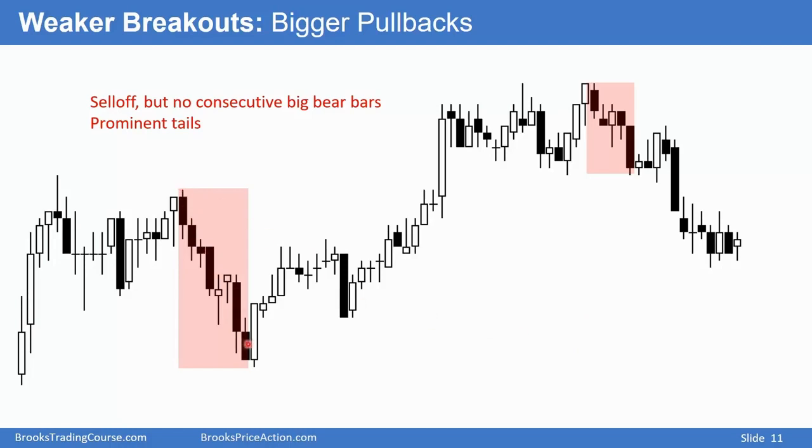Whenever I see a bear breakout that does not look very strong, I assume there'll be a deep pullback, or at least a pullback with a lot of bars. Bear breakout, not very strong. Here we got a pullback that was at least 50% up.